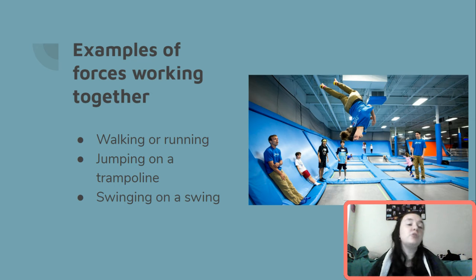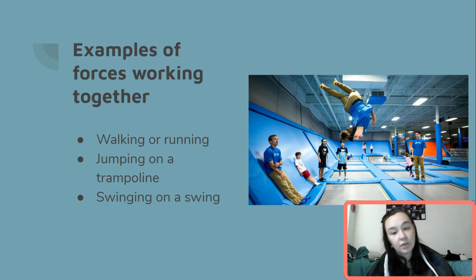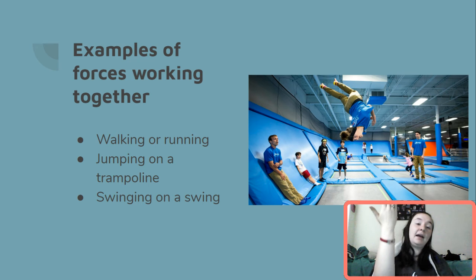If you're jumping on a trampoline, you are pushing off of that trampoline with a contact force. And the trampoline pushes back, which is another contact force, but gravity is what allows you to come back down and bounce back up. It allows you to come back down so the trampoline can push you back up with a contact force.